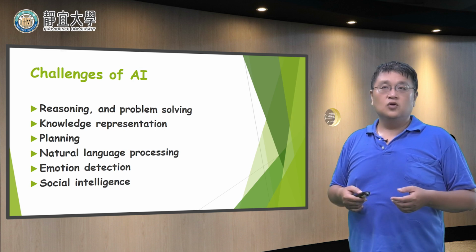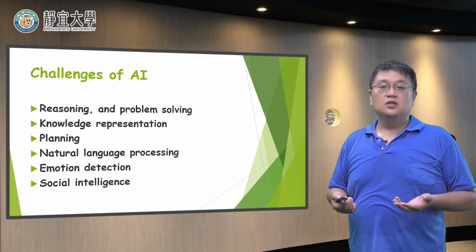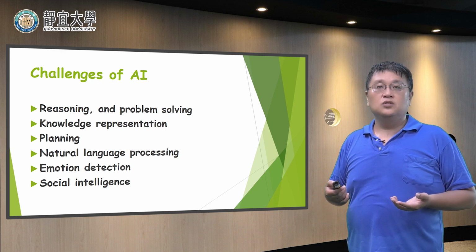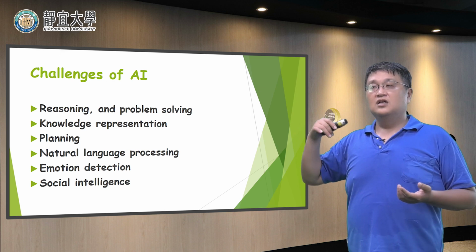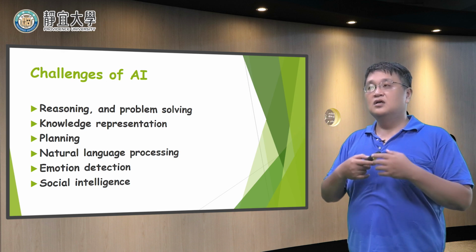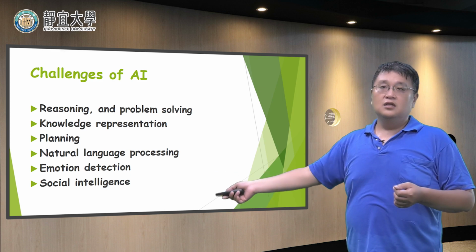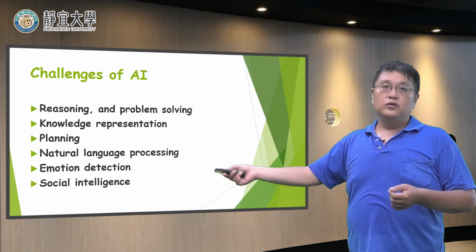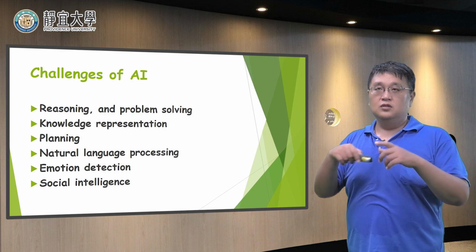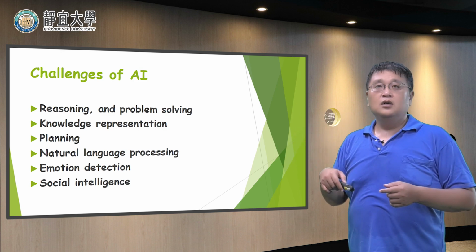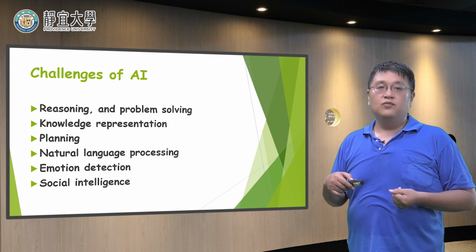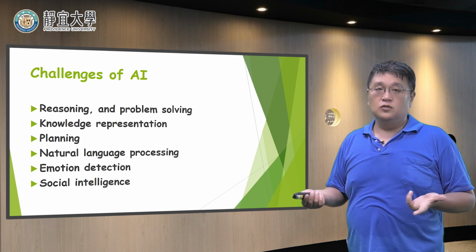And also social intelligence. What kind of social intelligence? It's just when we are talking with each other, and the robot wants to join us in the discussion. So you have to know the social intelligence.